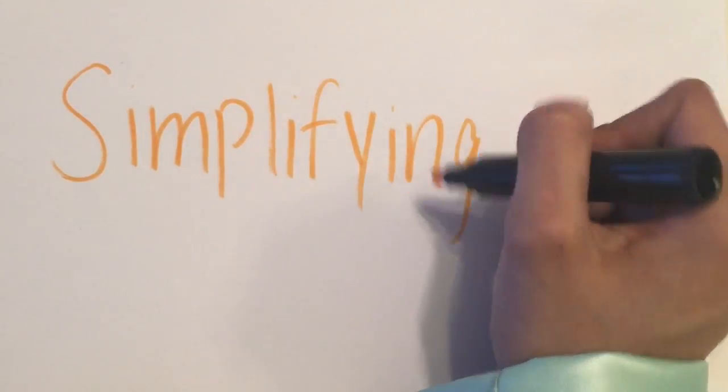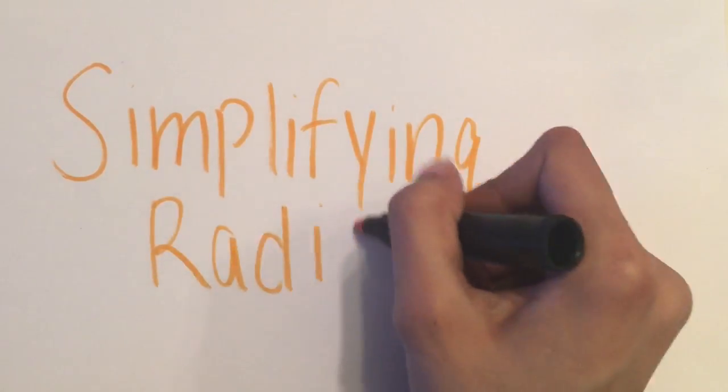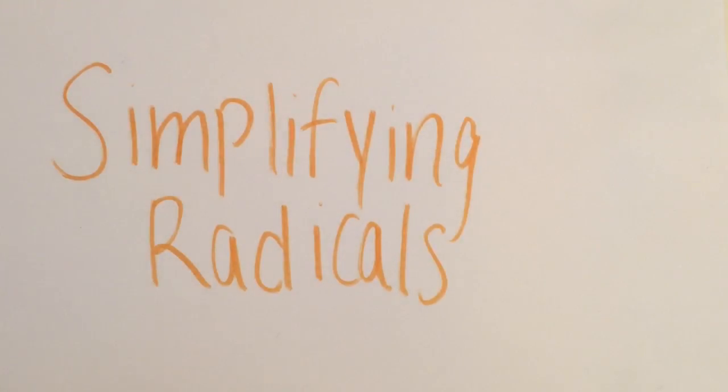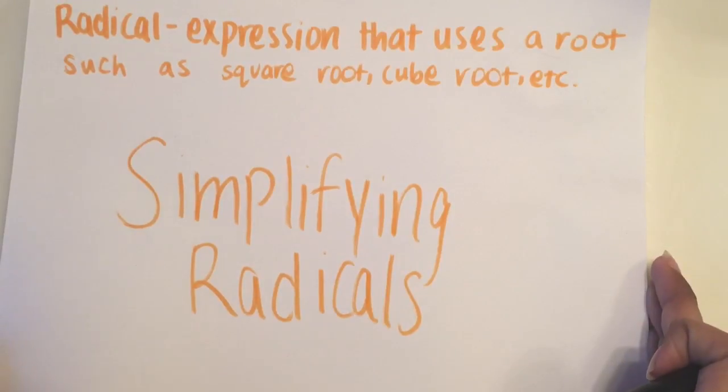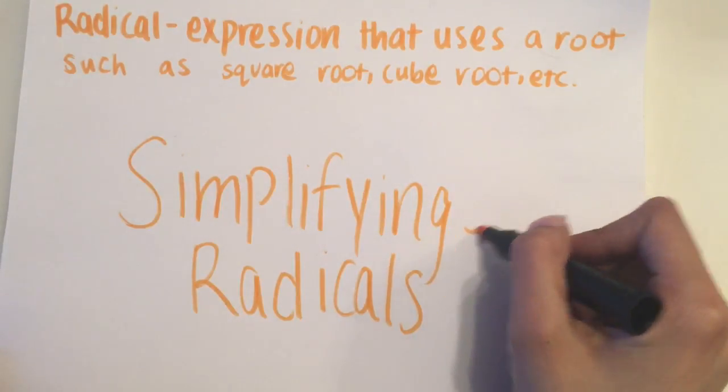Today's lesson is simplifying radicals. A radical is an expression that uses a root, such as a square root or cube root.